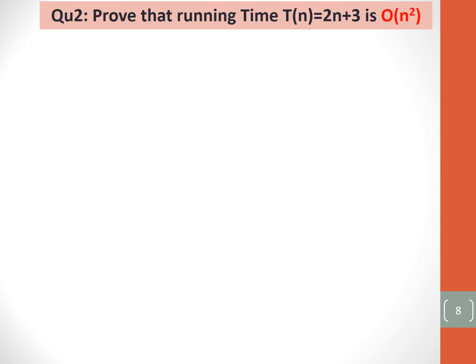Now let us take another problem. Prove that the running time T(n) = 2n + 3 is O(n^2). Now the same problem, but in the previous problem we saw that 2n + 3 is O(n). Now we are saying it is O(n^2). Let us verify how this is true and how we can show it. So let us go ahead and solve it.